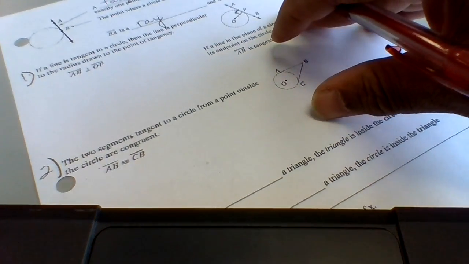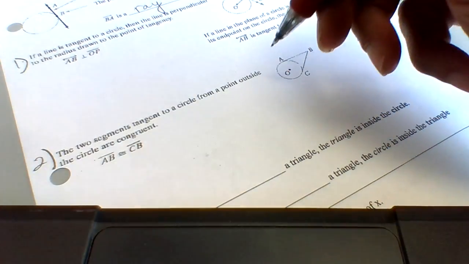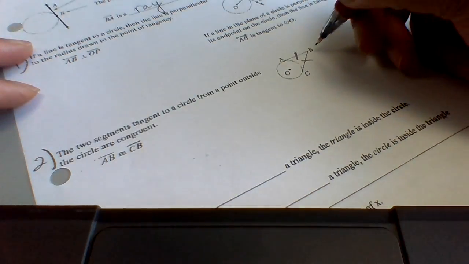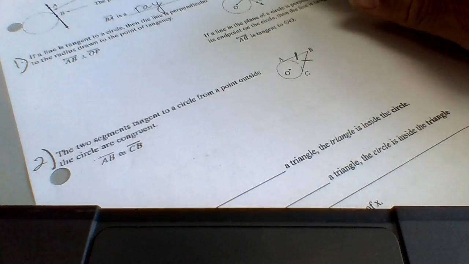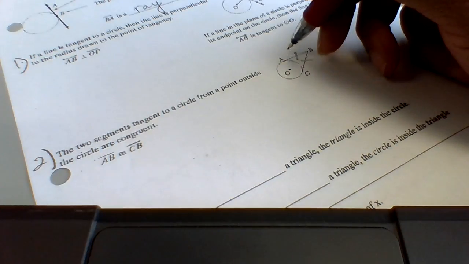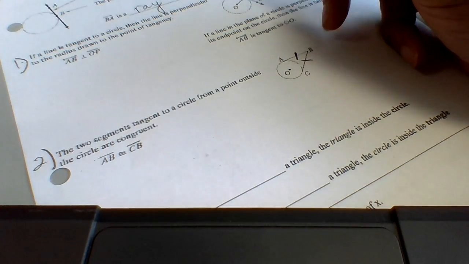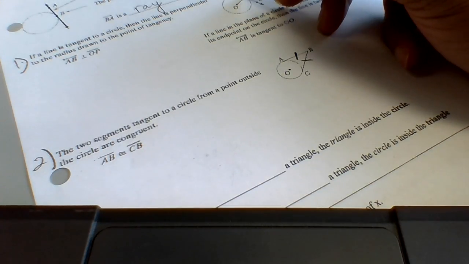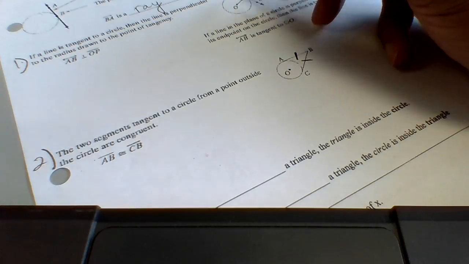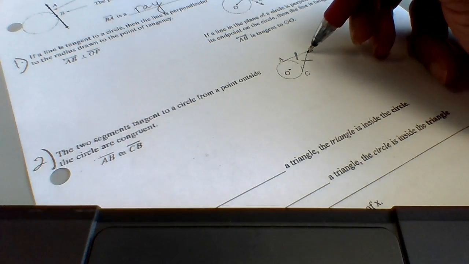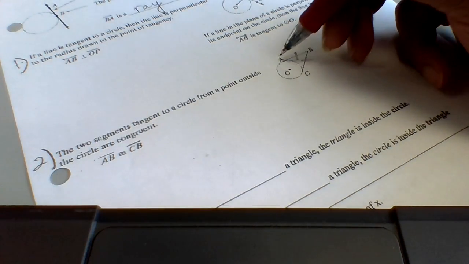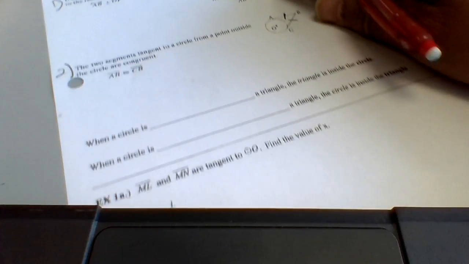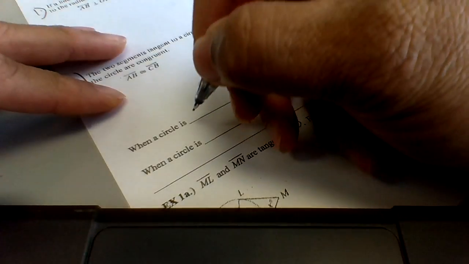If you have two segments that are tangent to a circle from a point outside of the circle, then this line segment AD is congruent to this line segment BC. So these two are congruent. So again, the two things we're talking about today: if a radius and a tangent meet, they form a right angle. And if you have a point outside that has two tangents going to the circle, then these line segments are congruent.